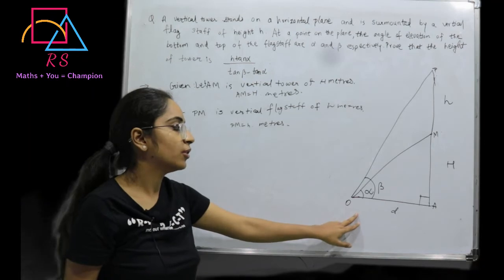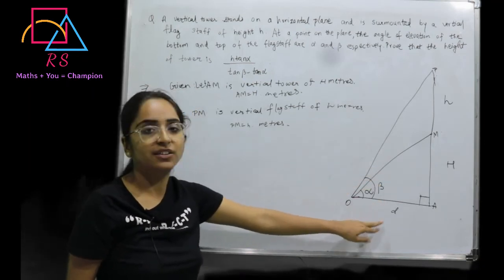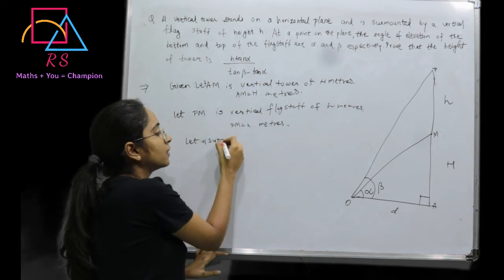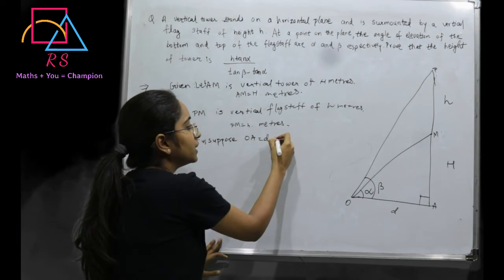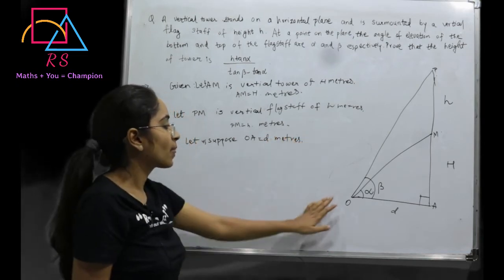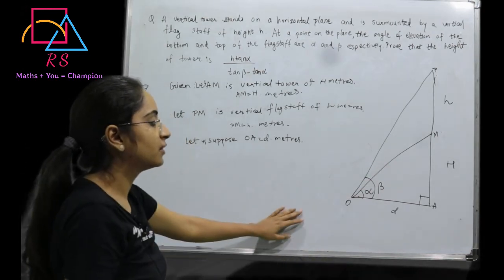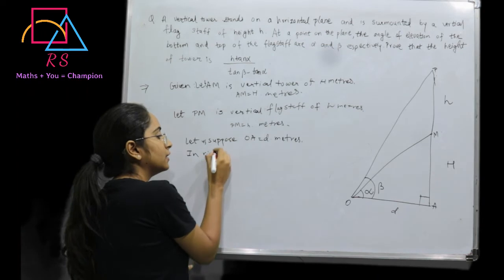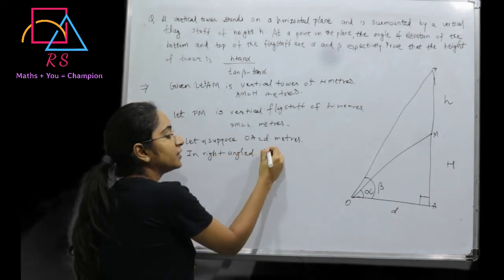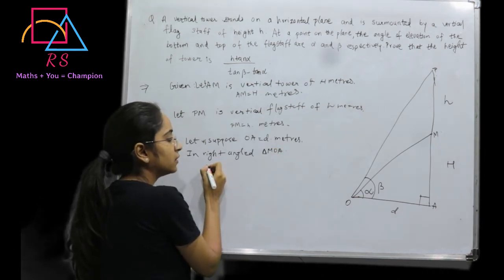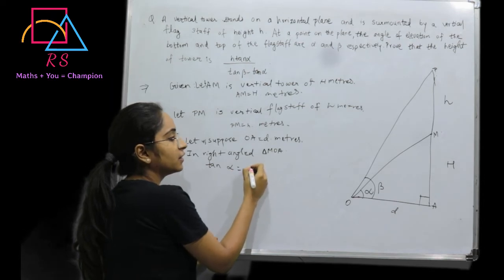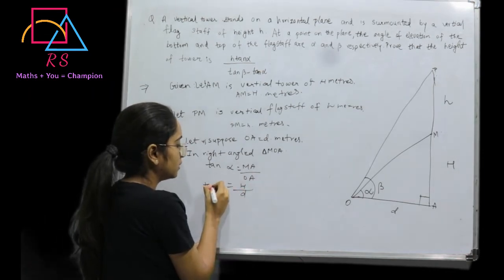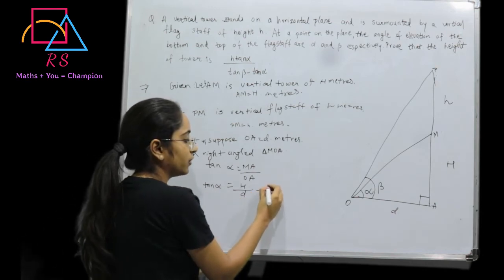So we can apply tan formulas here. I will consider opposite upon adjacent. So adjacent I will just assign the value d. Let us suppose OA is equal to d meters. First of all, I'll consider the triangle MOA. In right angle triangle MOA, tan alpha is opposite upon adjacent, MA upon OA, where MA is H and OA is d. Tan alpha equals H upon d, the first equation I have got.